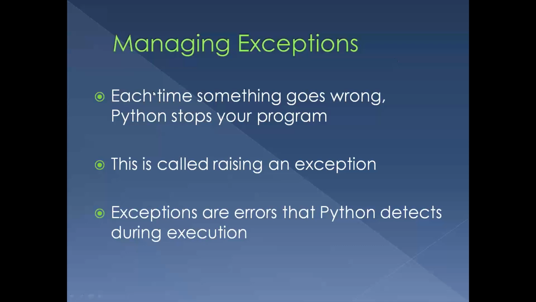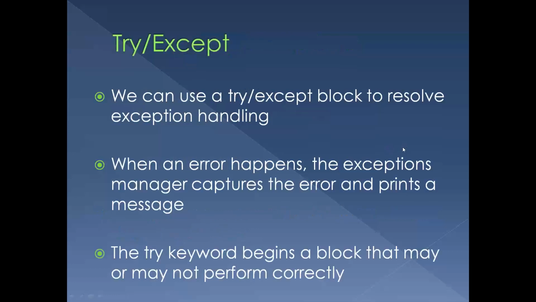Exceptions. Each time something goes wrong, Python stops your program. This is called raising an exception. Exceptions are errors that Python detects during execution. We can use those for making a decision about our particular algorithm. We have what's called the try except. We can use a try except block to resolve exception handling.